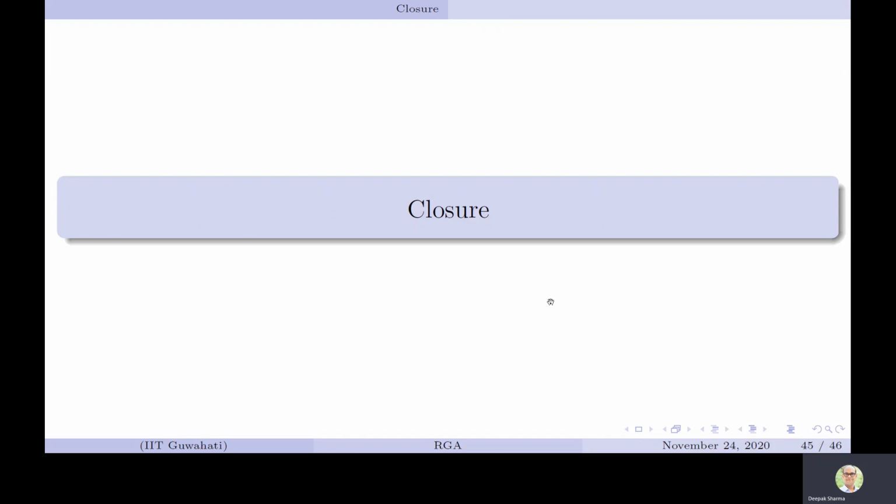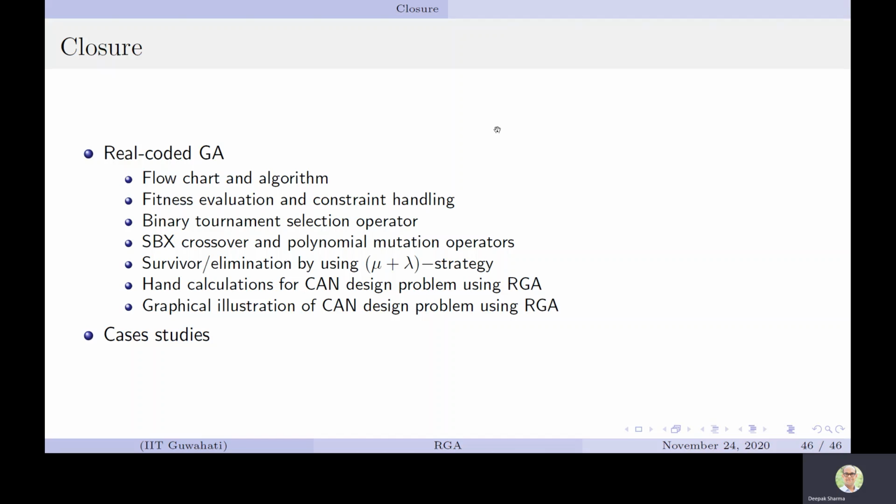So now we have come to the closure of this particular chapter. In this chapter, our main focus was to understand the real coded GA, since there are many problems in engineering optimization which have real numbers. So those variables should be represented as real numbers. Therefore, we understand this real coded GA through the same flow chart and algorithm as the binary coded GA. We have understood the fitness evaluation and constraint handling through the parameter-less approach. The binary tournament selection we discussed one more time. The 2 new additions are the SBX crossover operator and polynomial mutation.